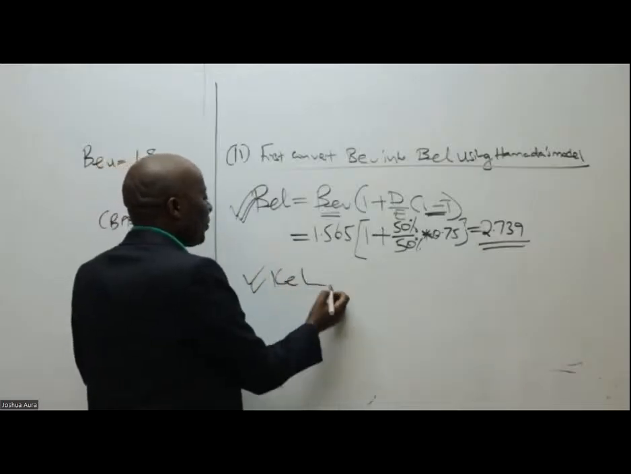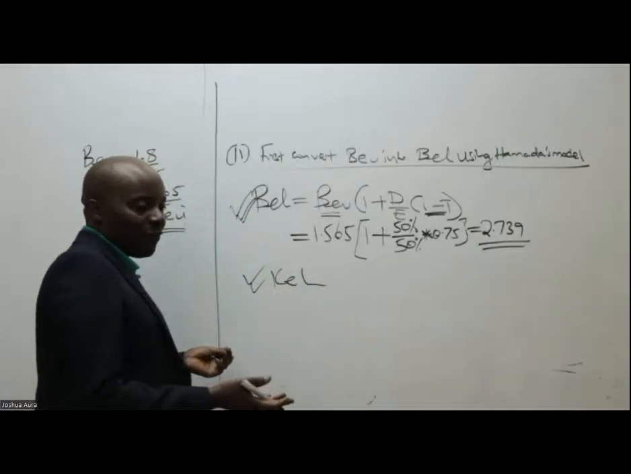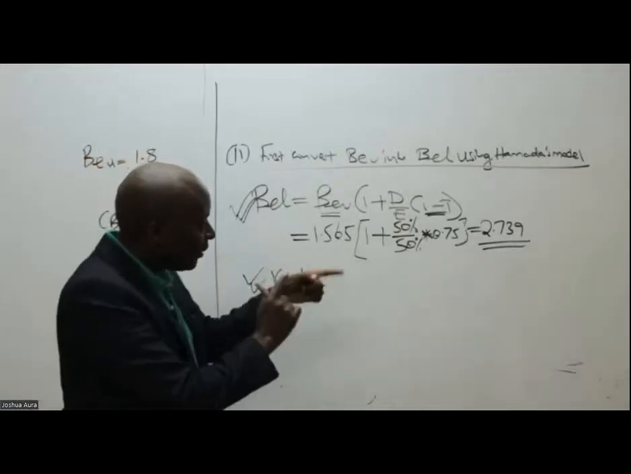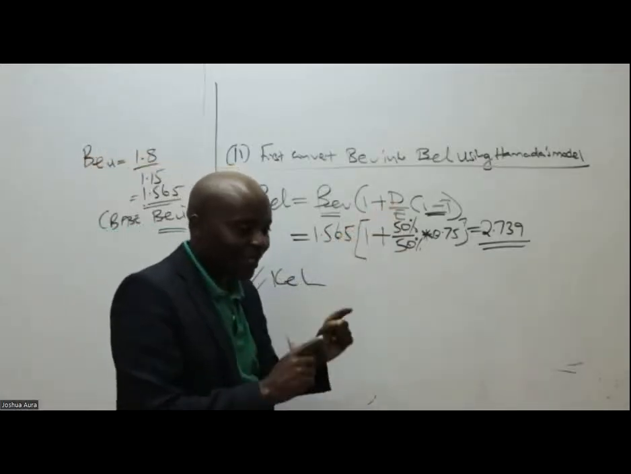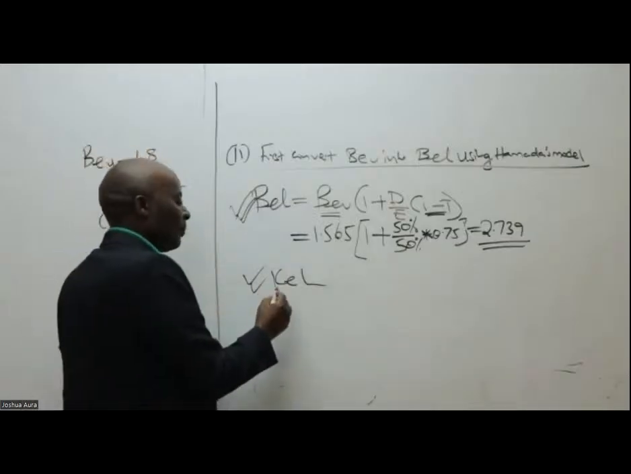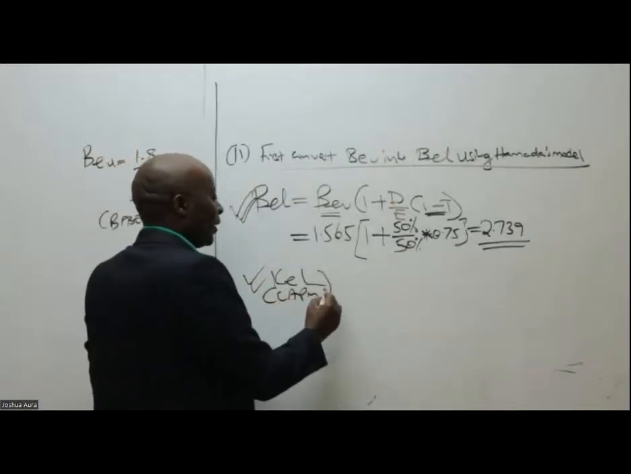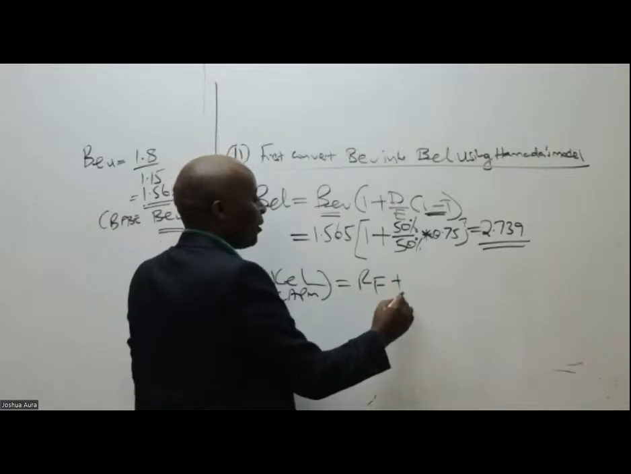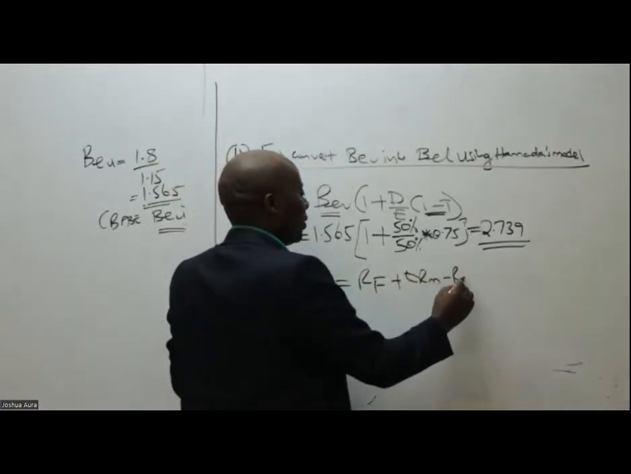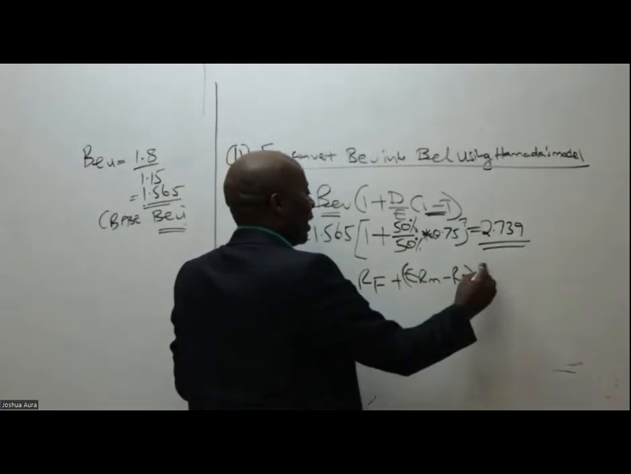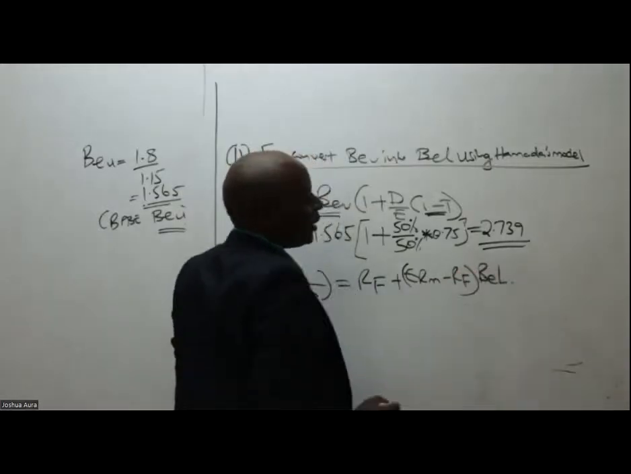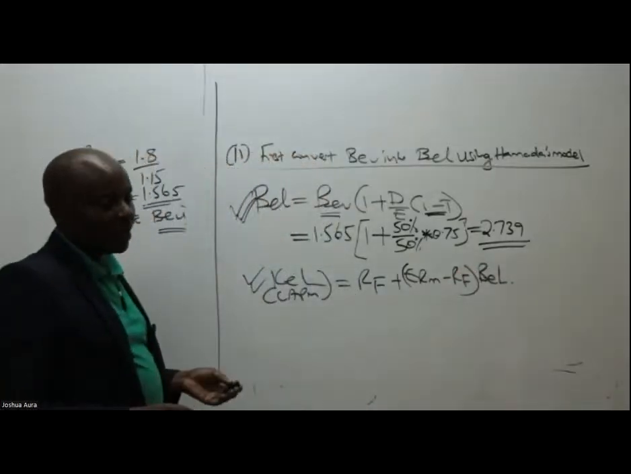Cost of equity this time around will be cost of equity of a levered firm, because now the firm has debt, 50%. The firm has debt, so it's Kel using CAPM. So using CAPM, this will be equal to risk-free plus ERM minus risk-free multiplied by beta equity of a levered organization. This now is levered.